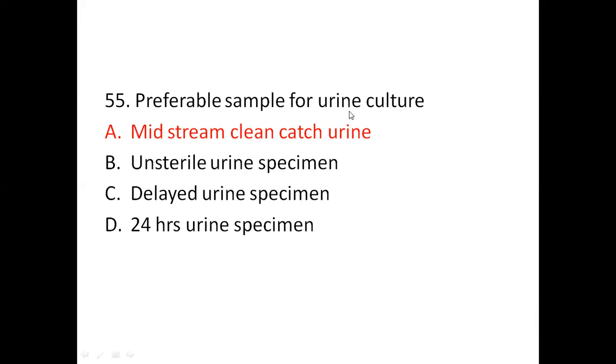Preferable sample for urine culture. Option A, midstream clean catch urine. Option B, unsterile urine specimen. Option C, delayed urine specimen. Option D, 24 hours urine specimen. The right answer is option A, midstream clean catch urine specimen is preferred. Always we should collect a midstream urine sample only for urine culture.